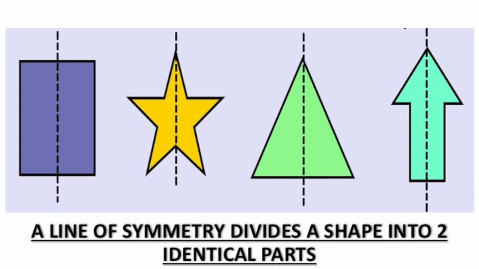A line of symmetry divides a shape into two equal parts. So remember, the line we draw to see if a shape has symmetry or not is called the line of symmetry. You can see it here going down the middle of each of the shapes. So one more time, guys. Line of symmetry.